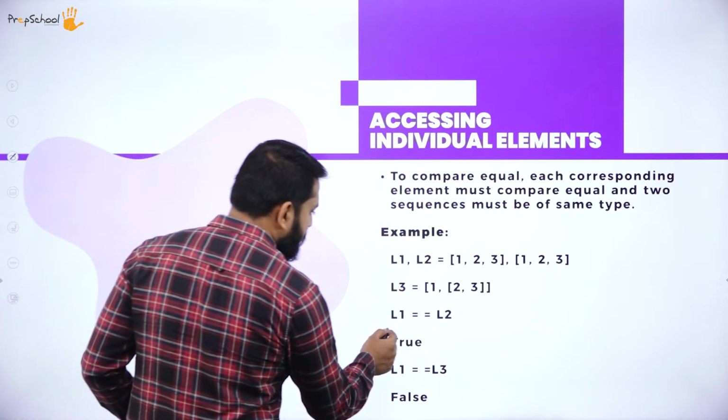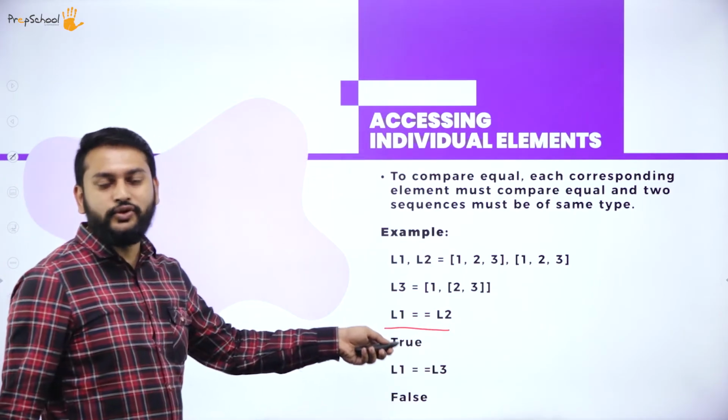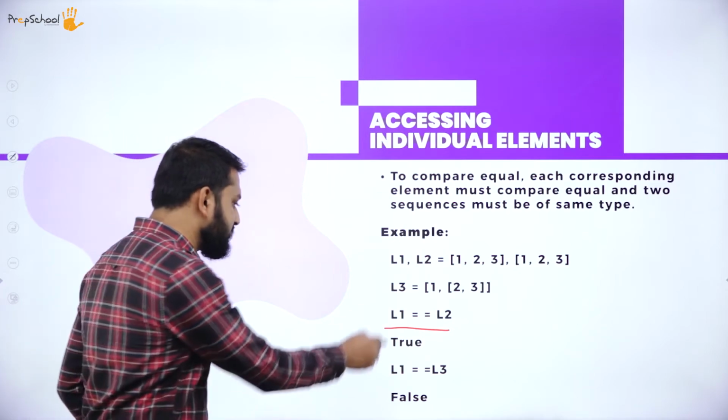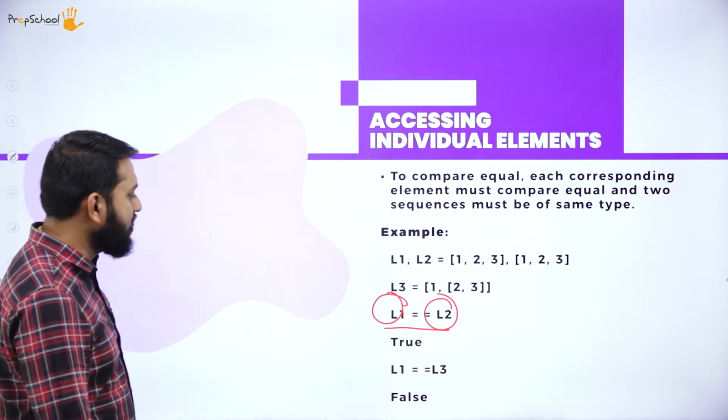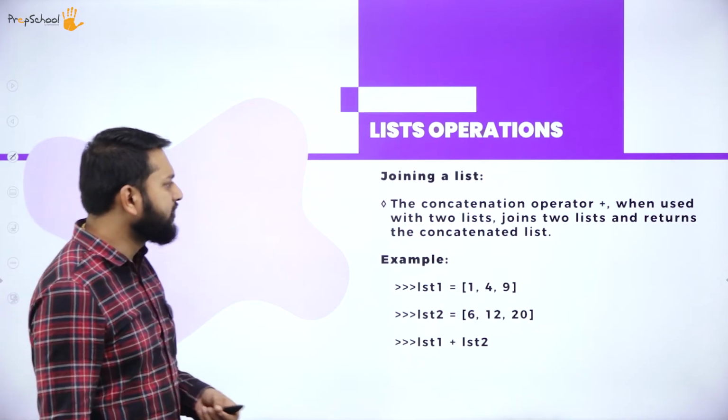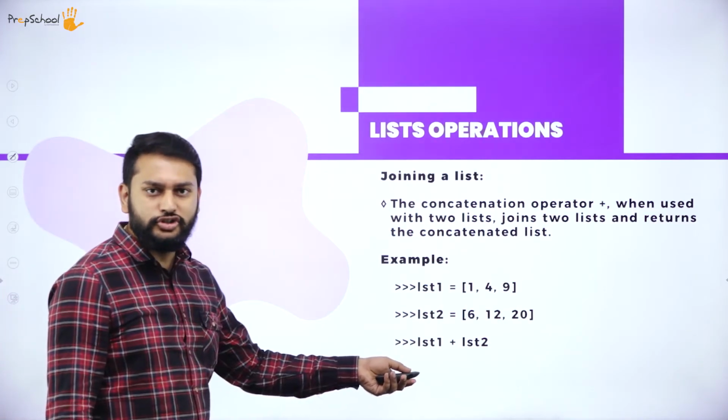So L1 is equal to L2. So we are using is equal to. L1 is a list and L2 is a list, is what you need to understand, right? So list operators, we just understood this.